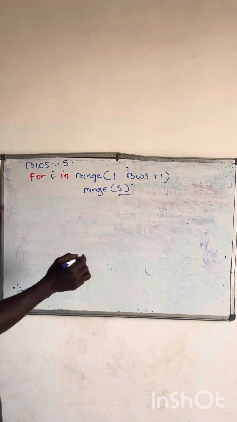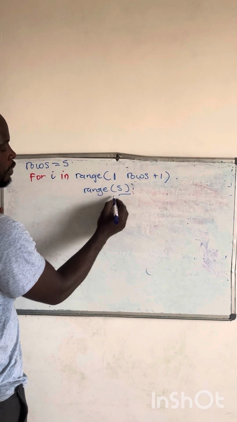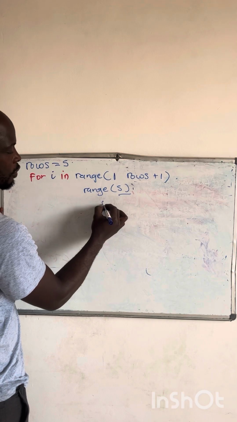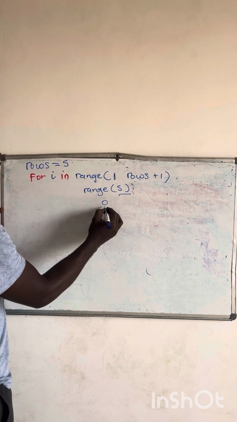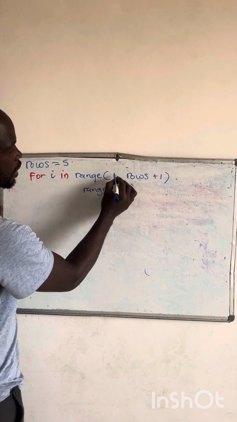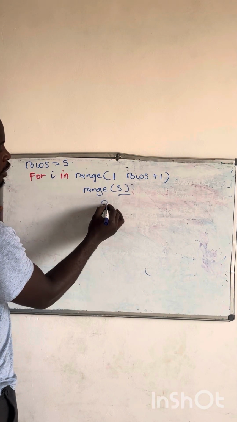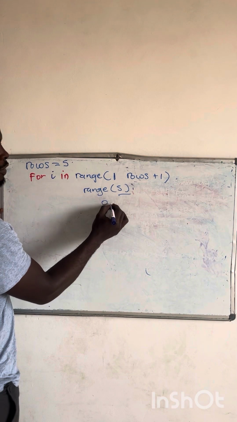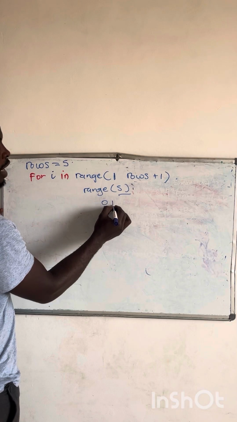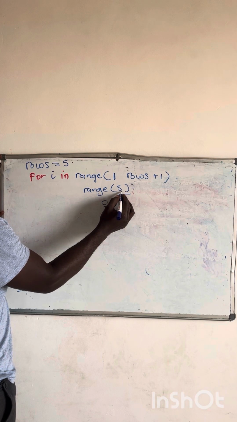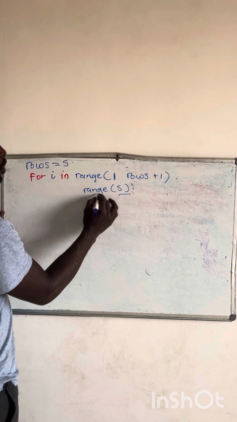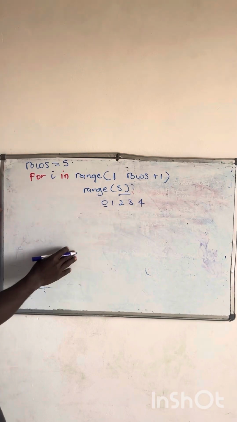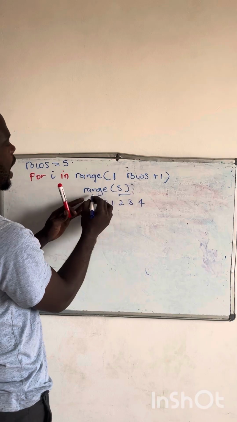A range is something like, if we say range 5, by default it begins from 0 and it increments by 1. It comes to 5, but it does not include 5. So range 5 will be 0, 1, 2, 3, and 4. It will not include the 5. So that is a range.